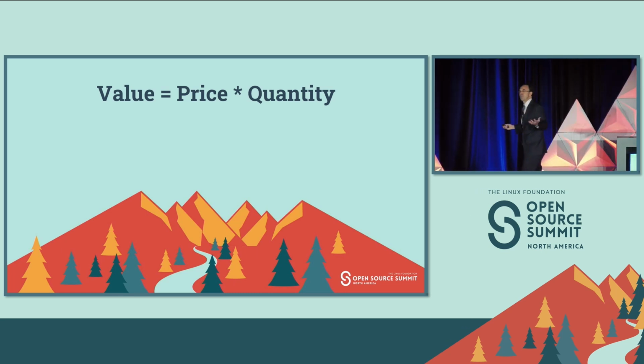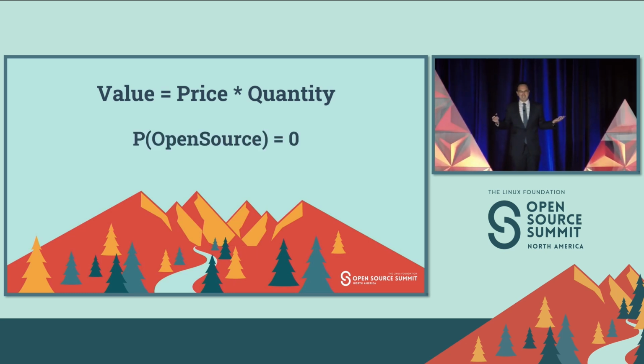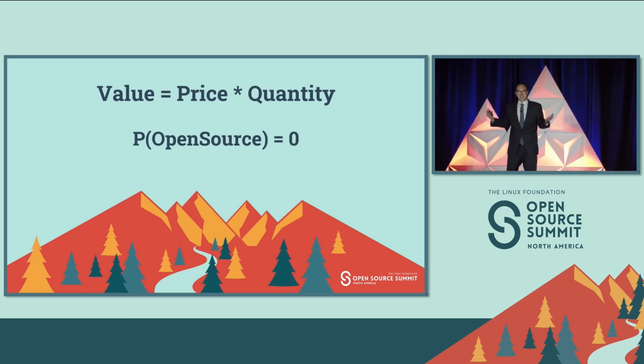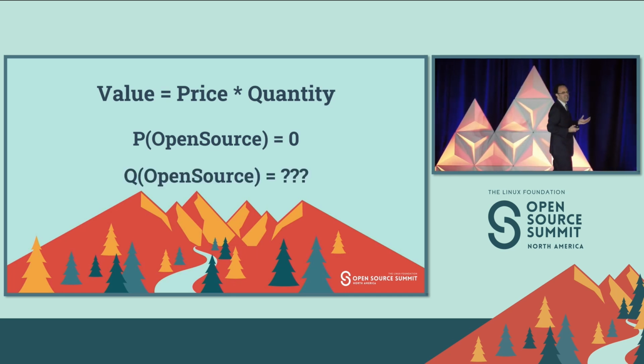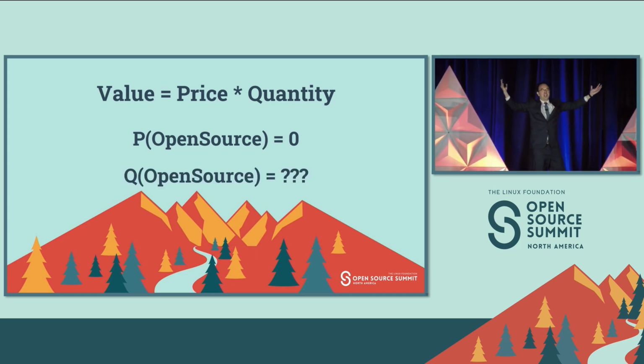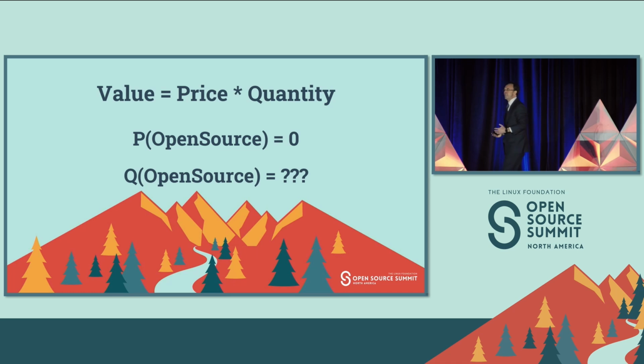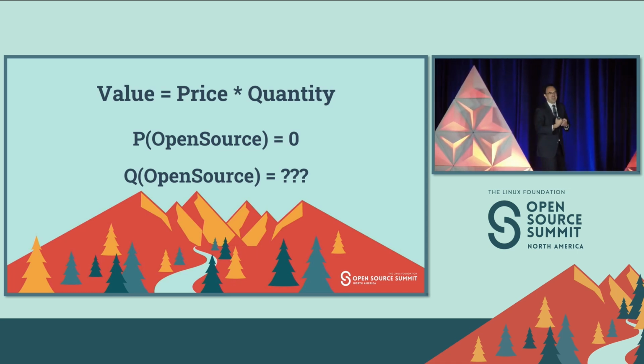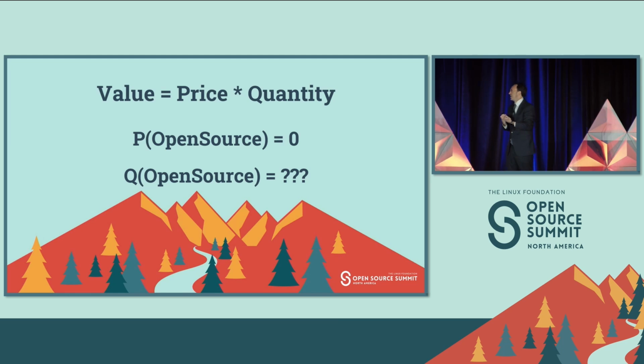But I think you can probably guess where I'm going. Price equals 0 for open source, or at least most of the time. So that's not going to be helpful. And then quantity equals who knows, because you can copy it and share it and give it to your friends and modify it and all the fun things that we love about open source. Turns out it makes it hard to measure it from the economic standpoint.